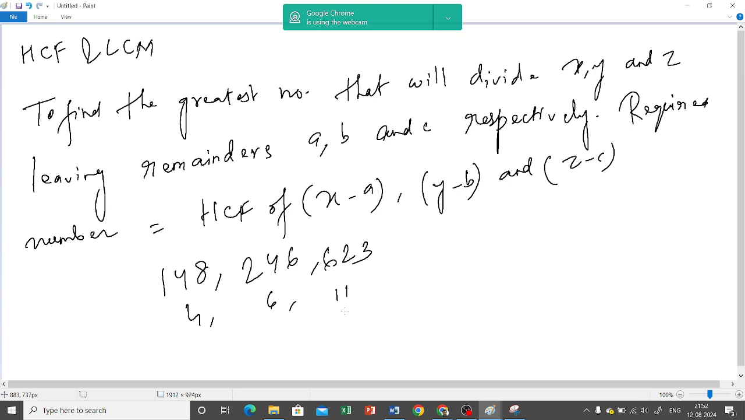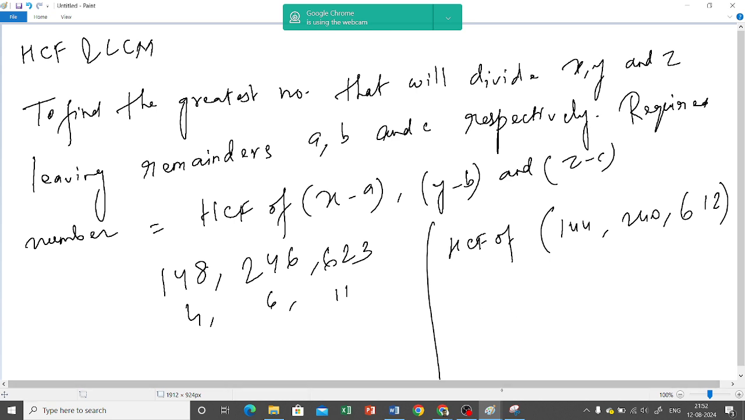Okay. So what do we need to find out? HCF of 144, 240 and 612. Right? Now, how will you find out the HCF? If you subtract, remember one shortcut I taught you earlier.